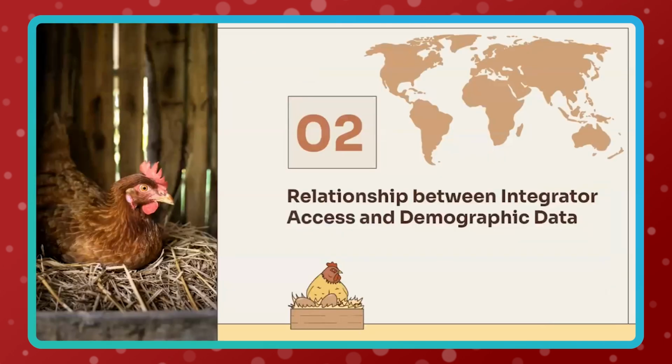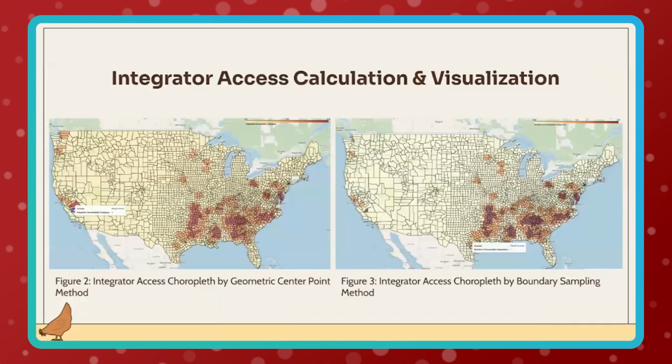Part 2, relationship between integrator access and demographic data. To compute integrator access of each county in the U.S., we experimented with 2 methods. First, we computed straight line distance from county center points to each integrator, and secondly, we randomly sampled 3 equidistant points on county boundaries and computed the average distance of these points to integrators. This slide shows 2 interactive visualizations that color code counties based on integrator access. The darker the red color, the higher the access to integrators.